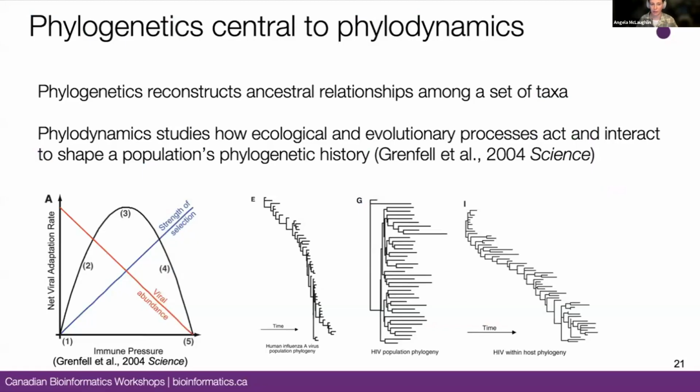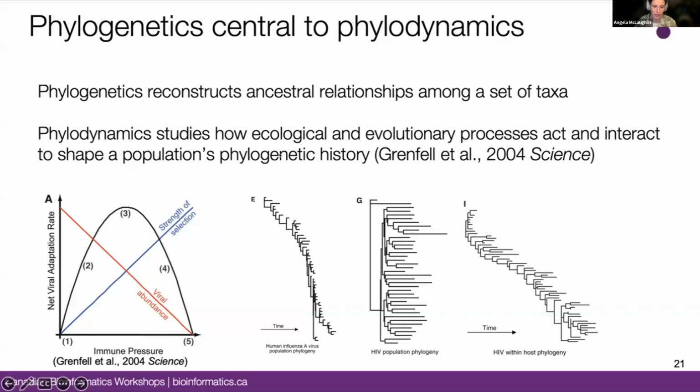So phylogenetics are central to phylodynamics. I'll just distinguish these here. Phylogenetics is focused on reconstructing the ancestral relationships among a set of taxa, in this case viruses. And phylodynamics studies how all of these processes that we just discussed act and interact to shape a population's phylogenetic history. And this is the famous definition from Brian Grenfell in this 2004 paper, from which these figures were also pulled.